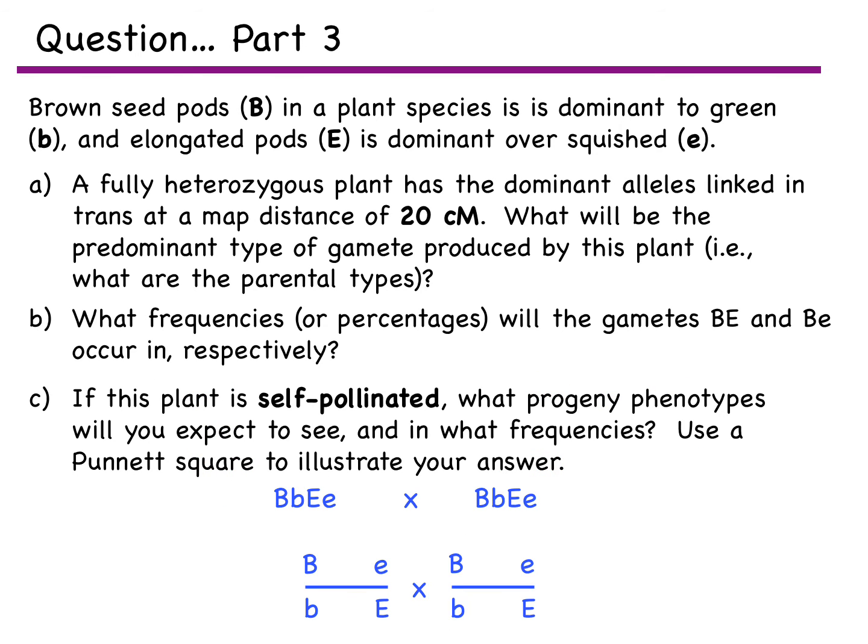Okay, so now I have a third question that I'm going to ask from this, and this is a much more challenging question. So if this plant is self-pollinated, what progeny phenotypes will you expect to see and in what frequencies? And to answer this question, you need to use a Punnett square. The cross is written out here below, and the phase of the alleles is shown in the cross below. So from this information, you should be able to answer the question.